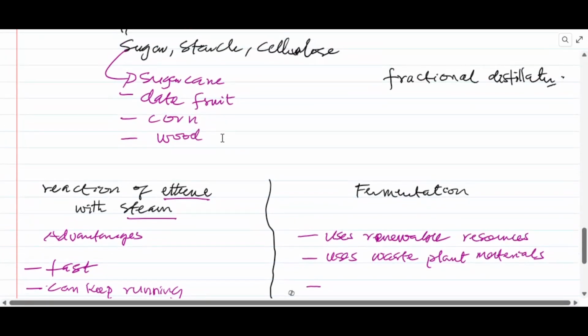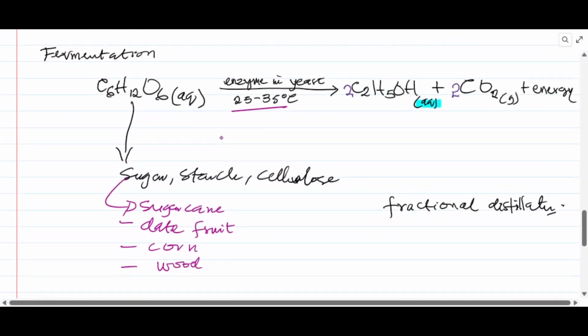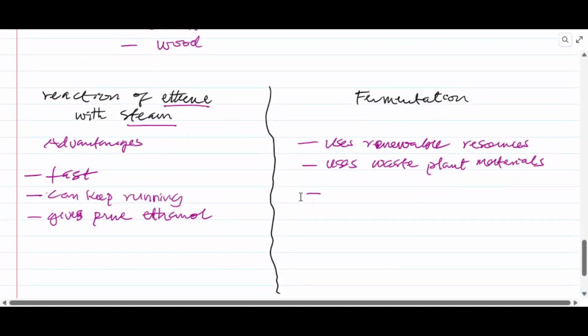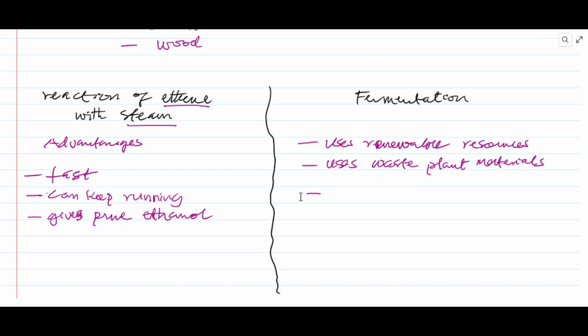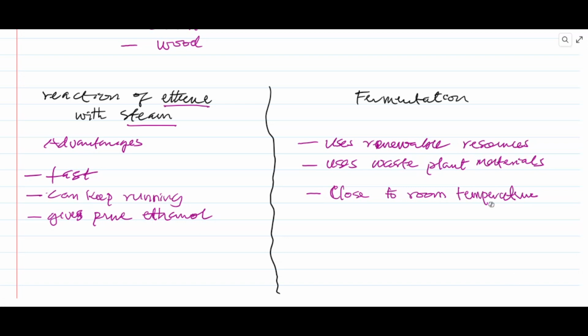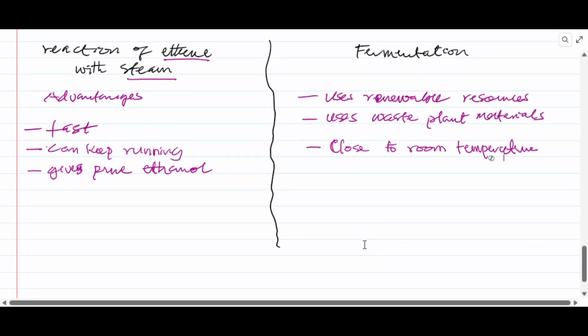If you look at the temperature for this reaction, it is just between 25 to 35 degrees, compared to the temperature for the other reaction, which is 300 degrees centigrade. So making ethanol by fermentation, we are carrying out the reaction at a temperature that is very close to room temperature. It's not going to be too hot. These are the advantages of making ethanol by fermentation and by the reaction between ethene and steam.